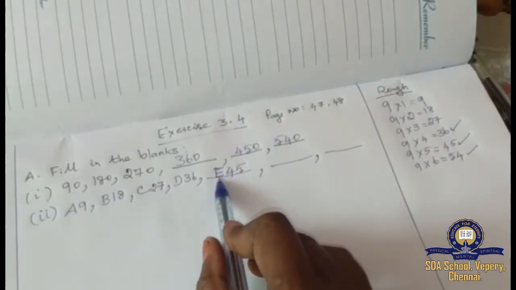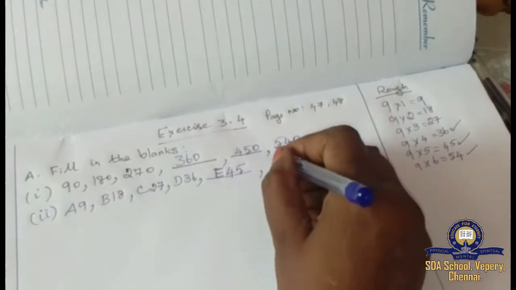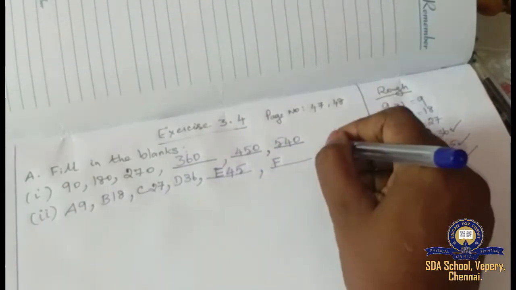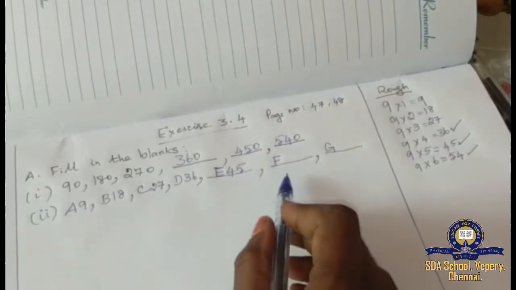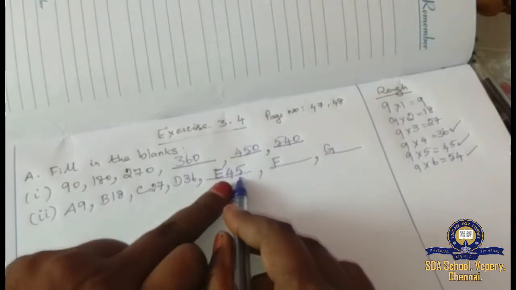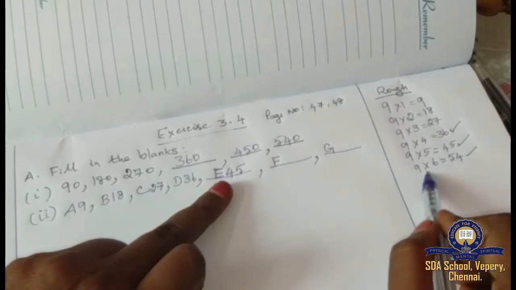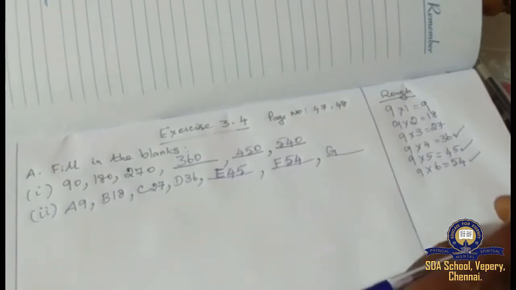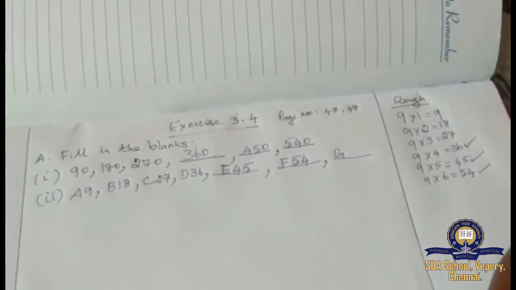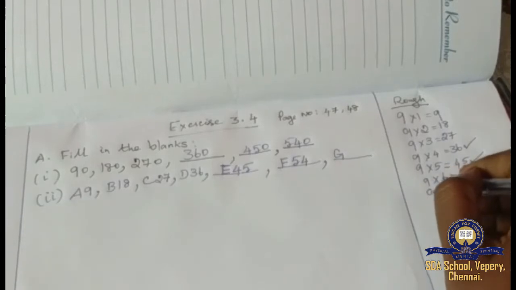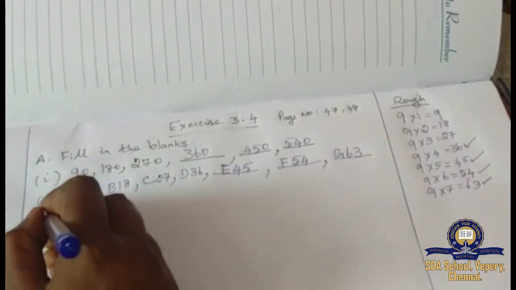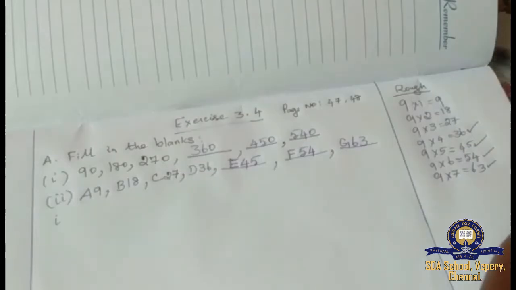What will be the next alphabet after E? F. A, B, C, D, E, F. And the next alphabet is G. So after 45, what is the next multiple of 9? 9 into 6 equal to 54. Next is G, and the next multiple of 9 is 9 into 7 equal to 63. Okay. So third problem, next one is B.